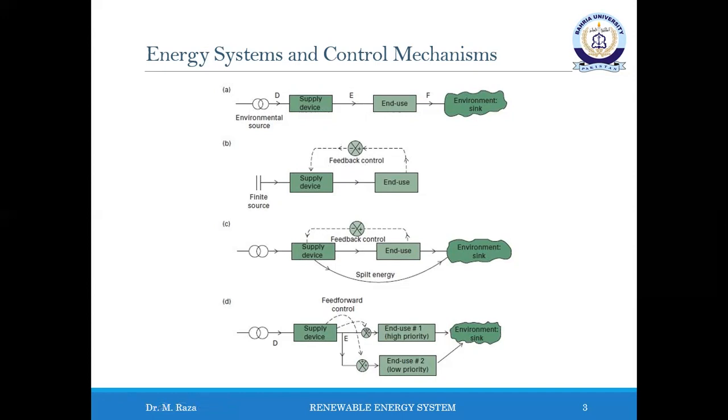Supply device means any equipment and system that extracts energy from the source over here. And end use represents the device where the energy is consumed. Not all the energy can be utilized, so some energy may dissipate into the environment, which is represented here.